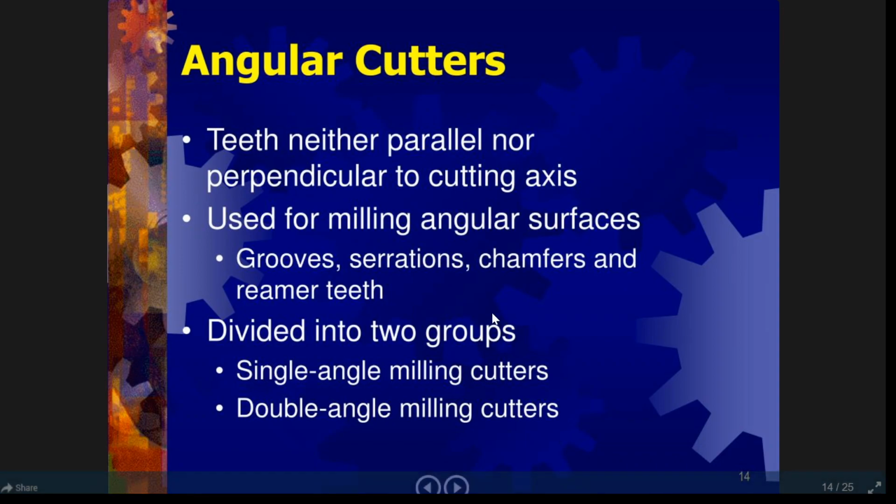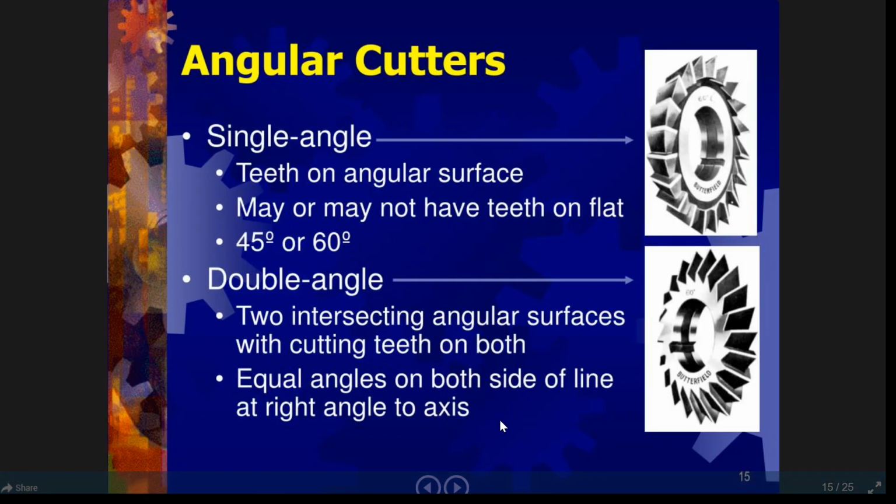Angular cutters. Here the teeth are neither parallel nor perpendicular to the cutting axis, but inclined, sometimes on both sides or sometimes on one side. Used for milling angular surfaces. Also used for grooves, serrations, chamfers, and reamer teeth. There are two types, divided into two groups: single angle milling cutters and double angle milling cutters. Both are available. So these are the angular cutters. This is single angle and this is double angle. On both sides the cutting edges are inclined.